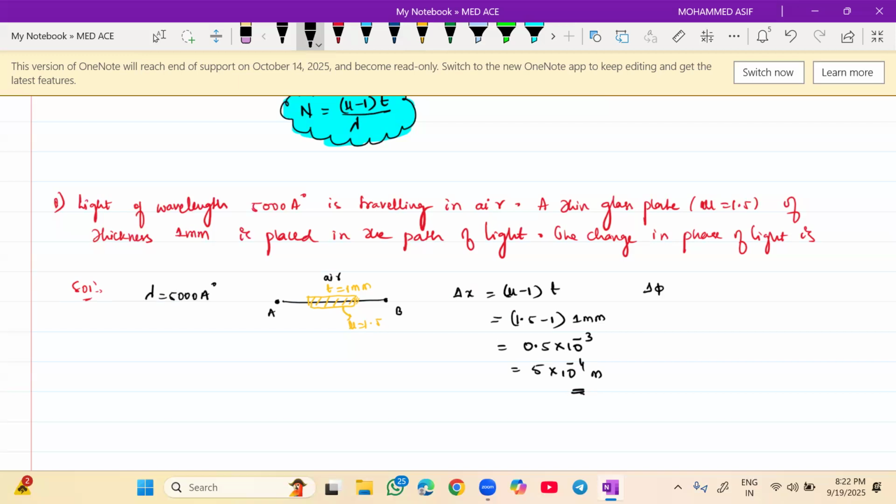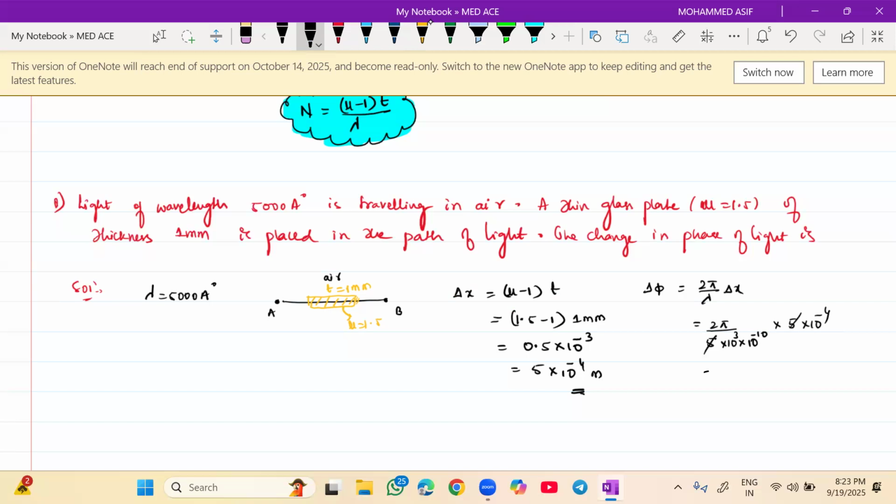Delta phi will be equal to 2 pi by lambda into delta x. That is equal to 2 pi by lambda, which is how much for me? 5000 angstroms. So it is 5 into 10 power 3, and 1 angstrom is equal to 10 to the power of minus 10, isn't it? Into delta x. Delta x is 5 into 10 power minus 4.